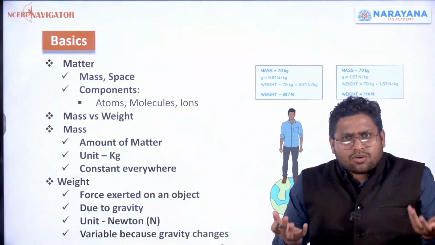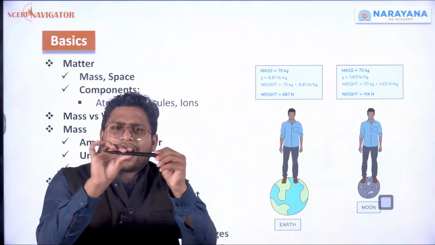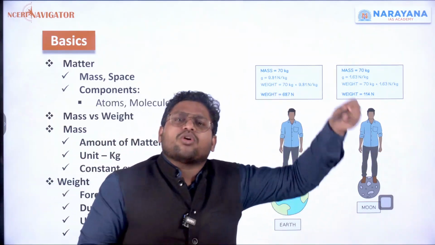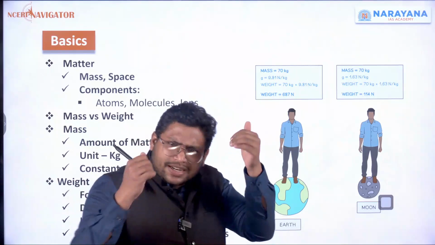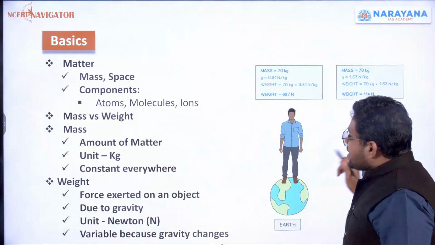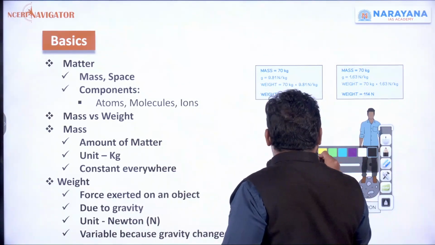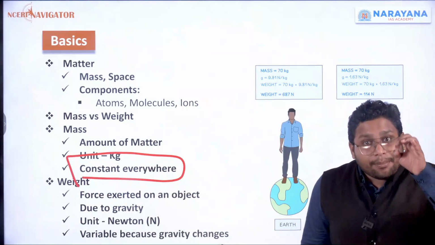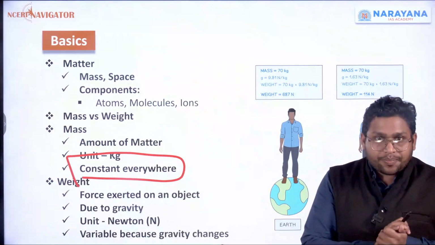Okay. So, if there is this much matter in my body or there is some matter in this particular pen, now you put this pen on earth or moon or anywhere, the amount of matter is not going to change. It will remain as it is. That's why I'm saying mass is something that is not going to change. It is going to remain completely constant. You go anywhere, the mass will remain the same because it is the amount of matter that is there in it. Okay.